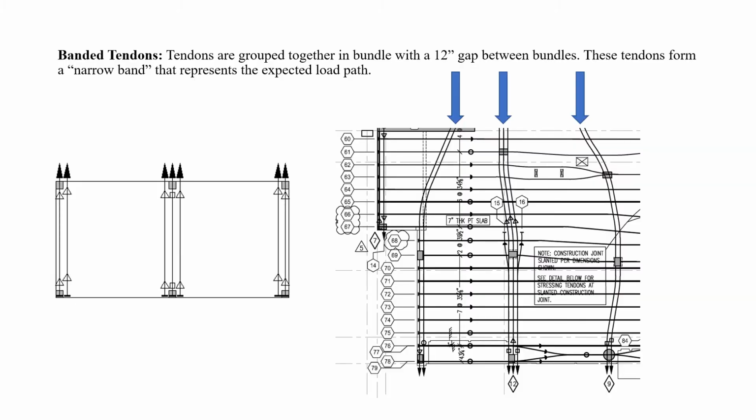Let's start by discussing how tendons can be laid out on a typical set of post-tension plans. Banded tendons are grouped together in a bundle with a 12-inch gap between bundles. These tendons form a narrow band that represents the expected load path.